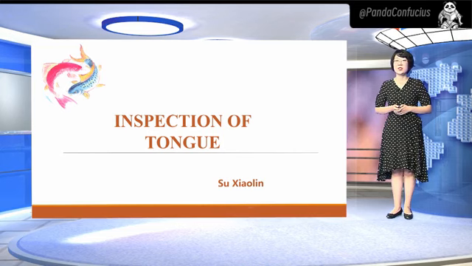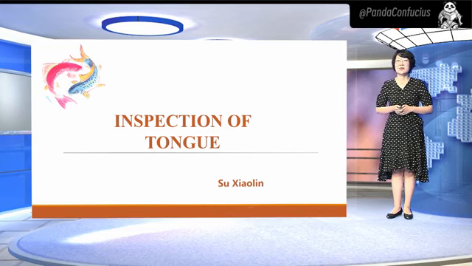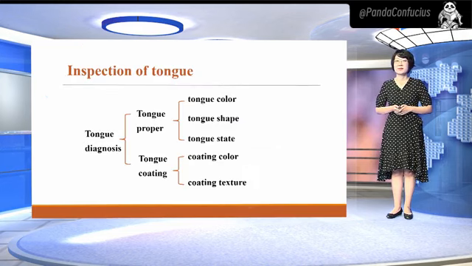Hello everyone, we'll continue to learn inspection of tongue. Tongue can reflect the changes of our body, which helps doctors understand the interior states. Now I will introduce the content of tongue diagnosis. It includes tongue proper and tongue coating. About tongue proper, we'll learn its color, shape, and state. About tongue coating, we'll learn its color and texture.